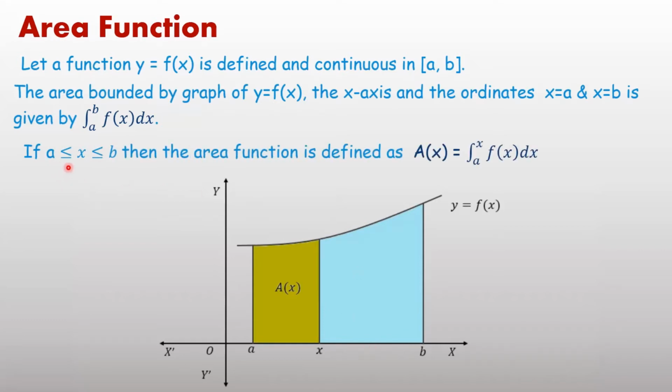If a is less than or equal to x, less than or equal to b, meaning x is any real number between a and b, then A(x), the area between the curve and the x-axis from x equal to a to x, we can find using the formula integration of a to x f(x) dx, and that is known as the area function.